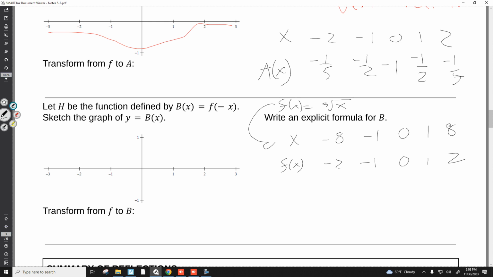What if there was a negative inside the function? What do you think would happen? What would you do? Would you do it to your x's? Would you do it to your y's? What would you do to your x's or your y's?